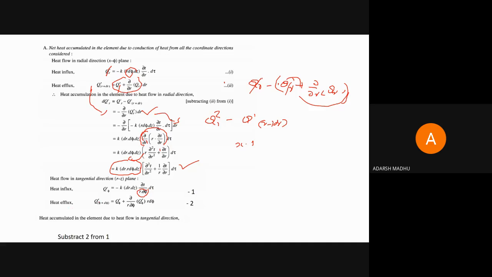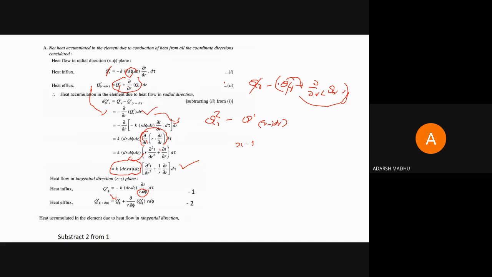So the heat efflux is the heat input plus some derivative of this input, dou by r dou phi of q phi. So the net heat accumulated in the element due to flow in the tangent direction is 1 minus 2, heat influx minus heat efflux. Like the same method we are doing for the 3 axes. So subtracting 2 from 1, we will get dq dash of phi equals q dash of phi minus that term, the second term.